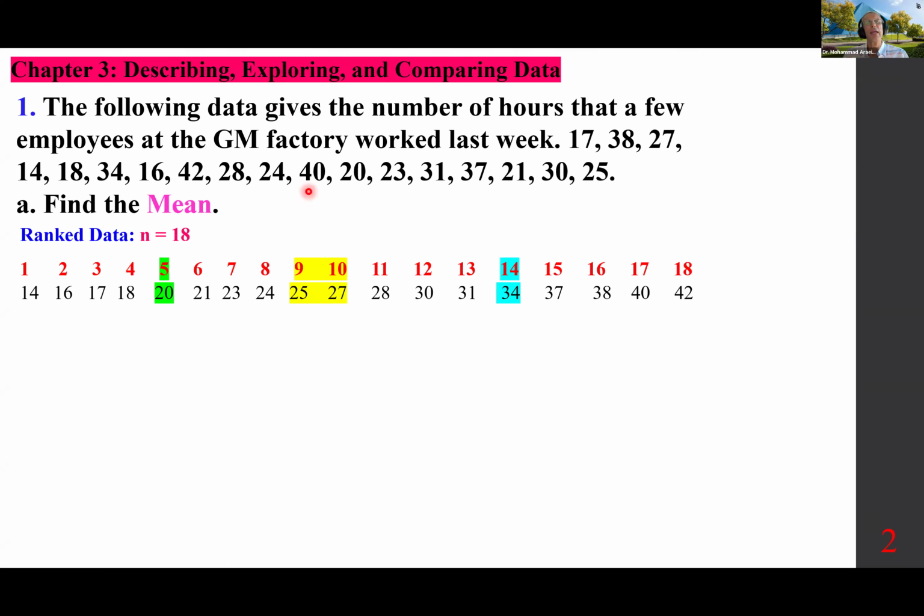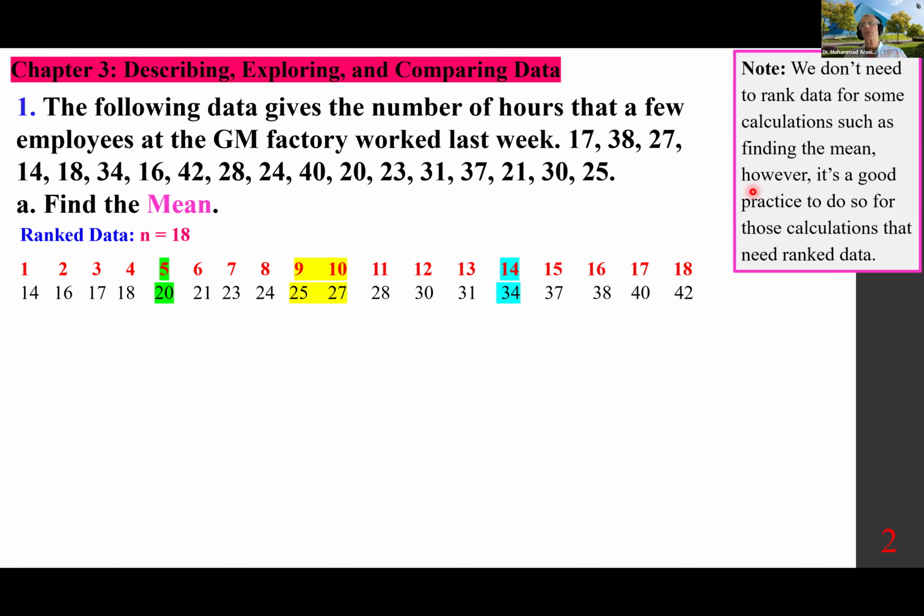Ranked data: there are 18 pieces, and we put them in order from smallest to largest. The first one is number 14. The second one is number 16, and we go all the way to the last one, 18, which is 42. What I want to make a point of is the following.